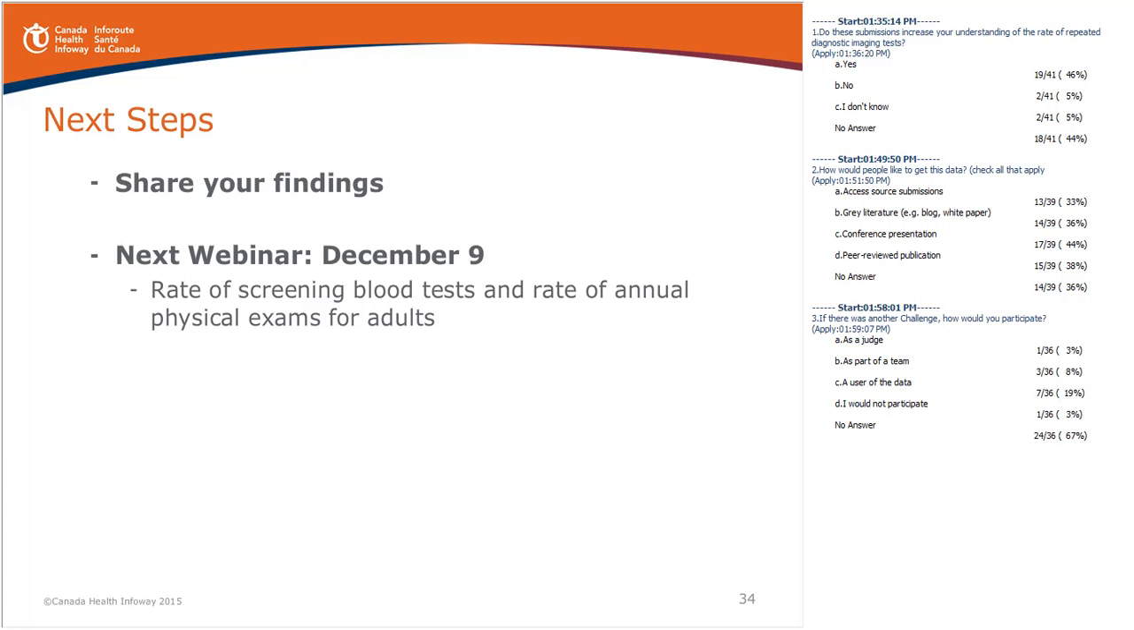Here we go. So about 58% of the people are saying they'd be a user of the data, and I'm happy to hear that a quarter of people would like to participate on a team. Very few people would like to act as a judge or not participate at all. Don't worry, we'll convert you.